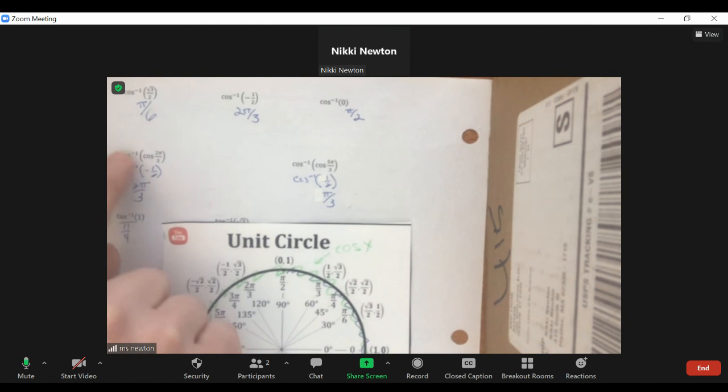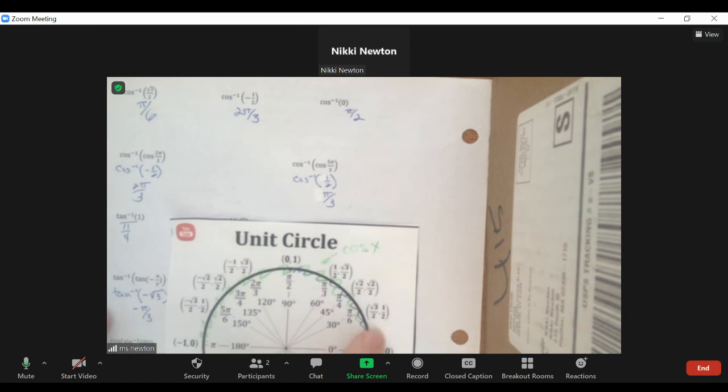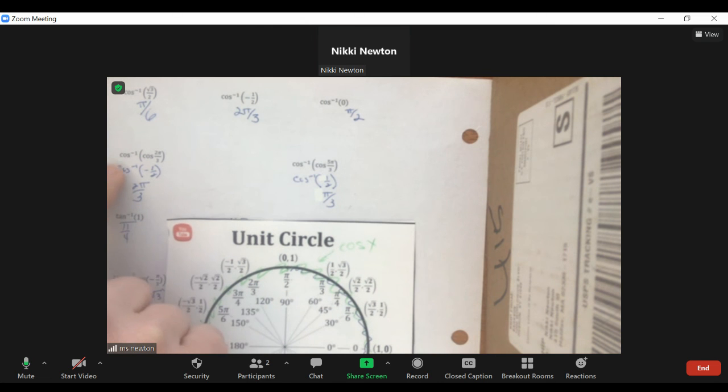So can I use the cancellation property? Because cosine inverse of cosine, they undo each other as long as I'm inside the restricted domain. So 2 pi over 3, is that in the range of cosine inverse? So that would be here in this region. So 2 pi over 3 is in fact in that restricted domain / range. So I can use the cancellation property. So cosine inverse cosine cancel each other, and I get 2 pi over 3, which was the value inside there.